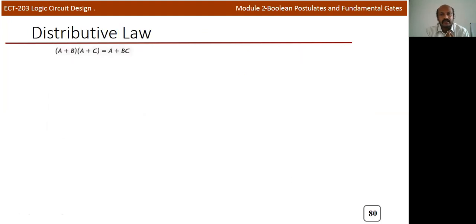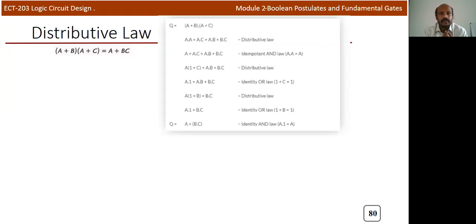And next is how we can prove the distributive law. Already we explained the distributive law, and now we can prove it. When you prove any law, you should mention which law is actually used. So here, A plus B into A plus C, I need to reduce to this particular form: A plus BC.